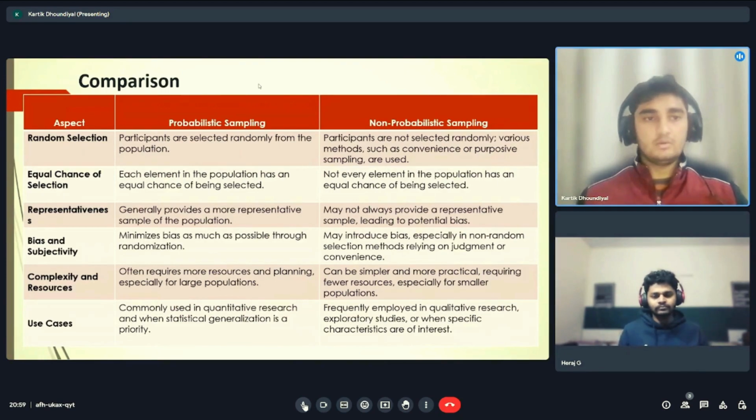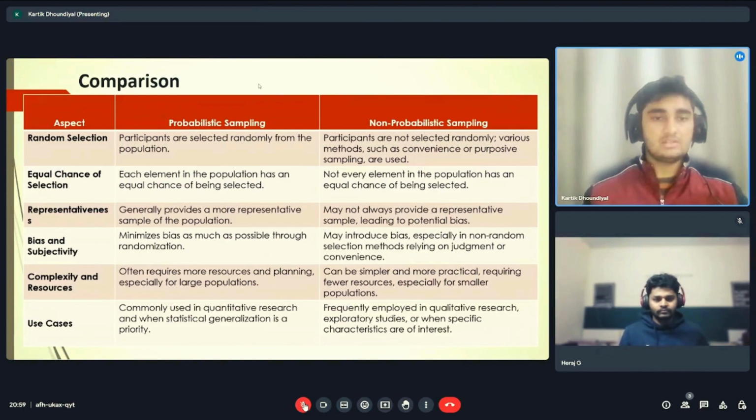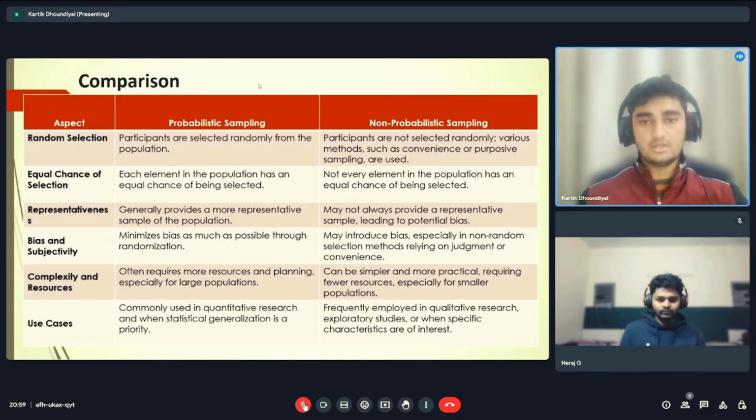Okay, so these are some of the differences between probabilistic and non-probabilistic sampling. For random selection, in probabilistic sampling, participants are selected randomly from the population, while in non-probabilistic sampling, participants are not selected randomly, but many other methods are used or algorithms are applied to choose them. Another criterion is equal chance of selection. In probabilistic sampling, each element in the population has an equal chance of being selected. But in non-probabilistic sampling, it's not the same because every element has a different chance.